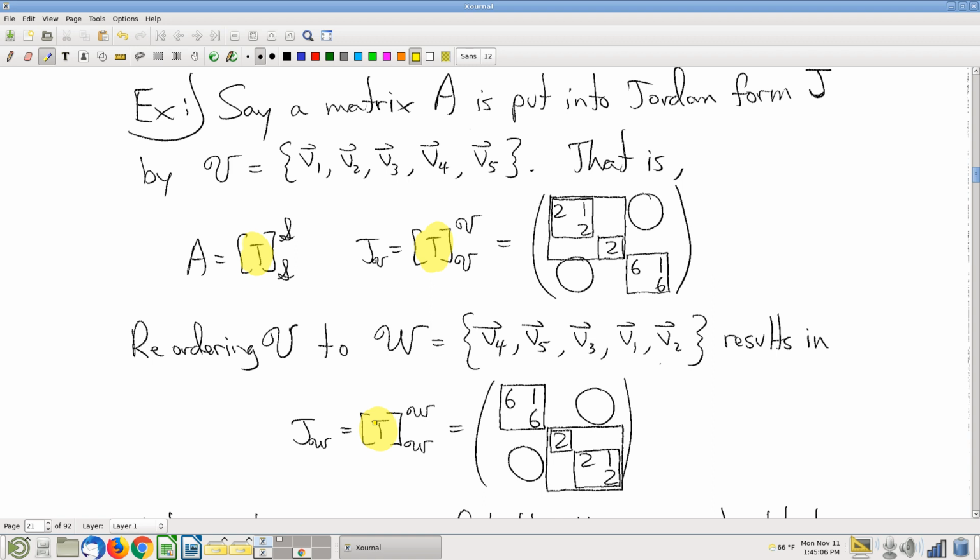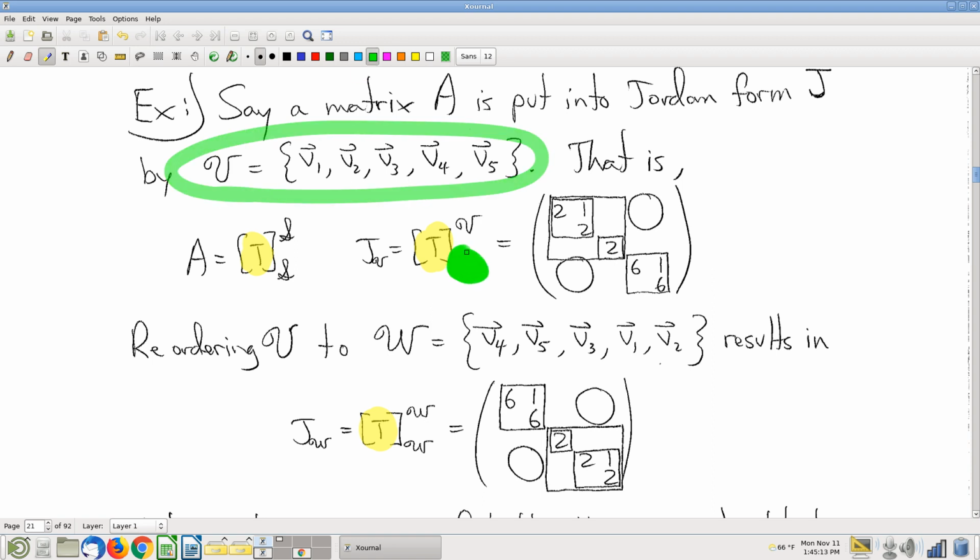Okay, first thing I want to do is talk about its matrix with respect to this basis, script V. All right, I'm asserting that the matrix with respect to that script V basis is this. Let's just say.